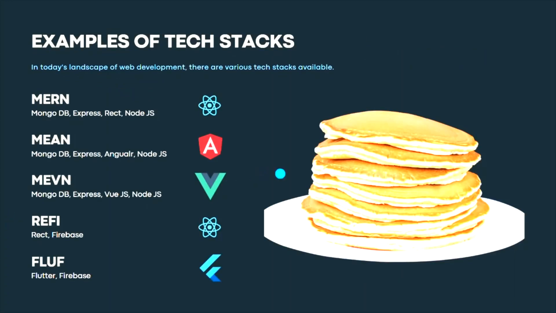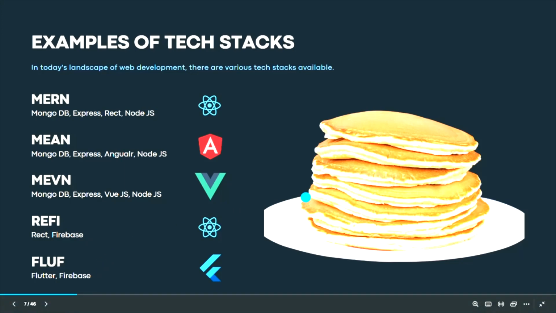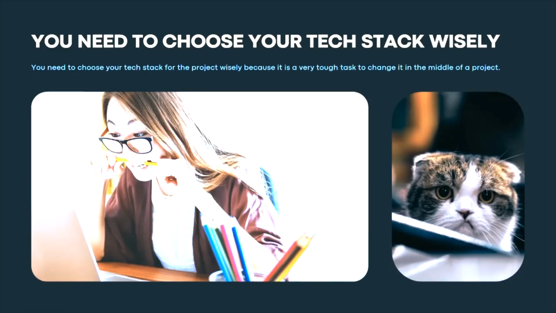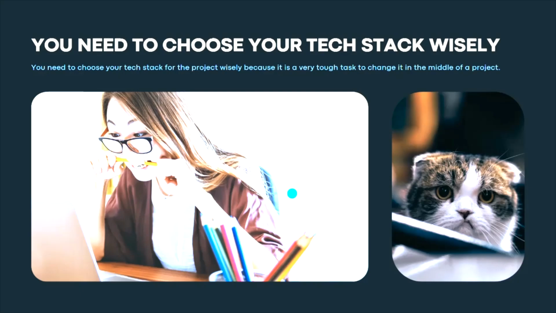In today's landscape of web development, there are various tech stacks available. You have probably heard of MERN, MEAN, and MAVEN. And there are also tech stacks like Refy and Fluff, which is basically React and Firebase, and Flutter and Firebase. However, selecting the right tech stack is critical for your project. You need to choose your tech stack for the project wisely because it is a very tough task to change it in the middle of a project. Now, that's it for the introduction. So let's get started on the front-end technologies.